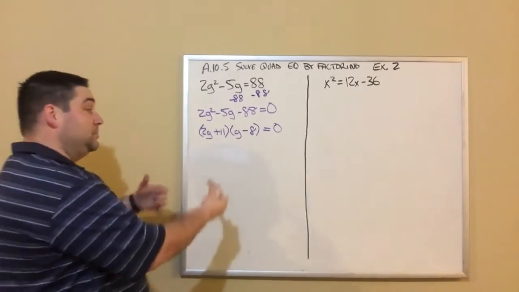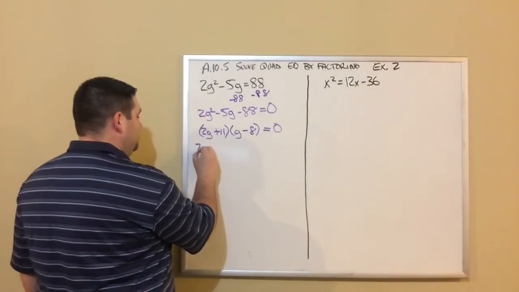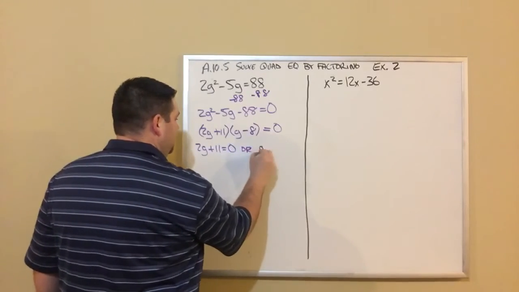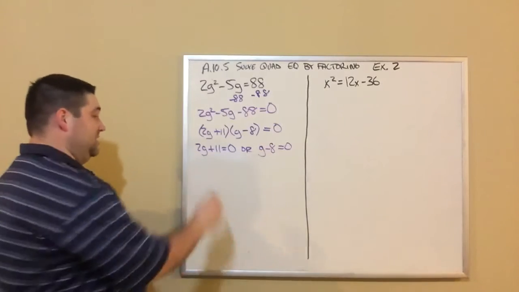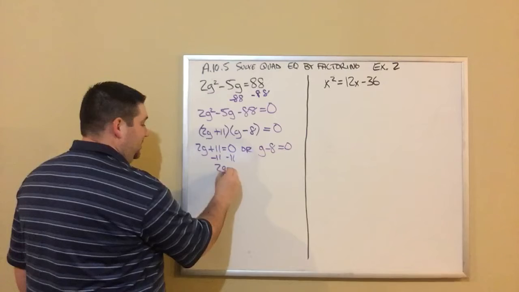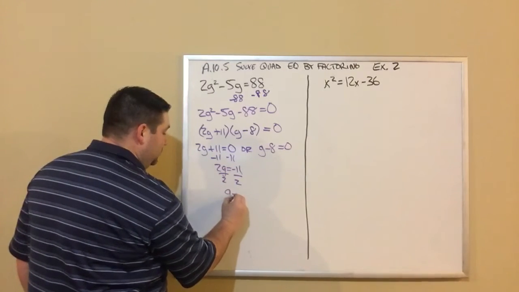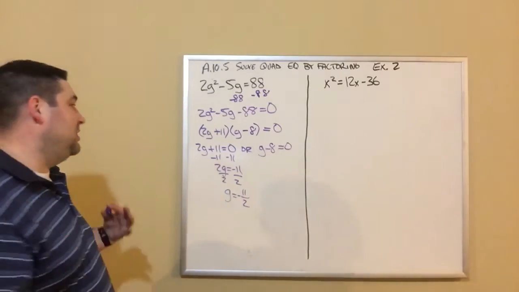Now we can solve. We can split it into 2, just like we did in example 1. So I got 2g plus 11 equals 0, or g minus 8 equals 0. Just going to solve both of those basic equations. This one's 2 steps. Subtract 11, 2g equals negative 11, divide by 2. We get g equals negative 11 halves. Just leave it as a fraction. Don't put it in as a decimal.